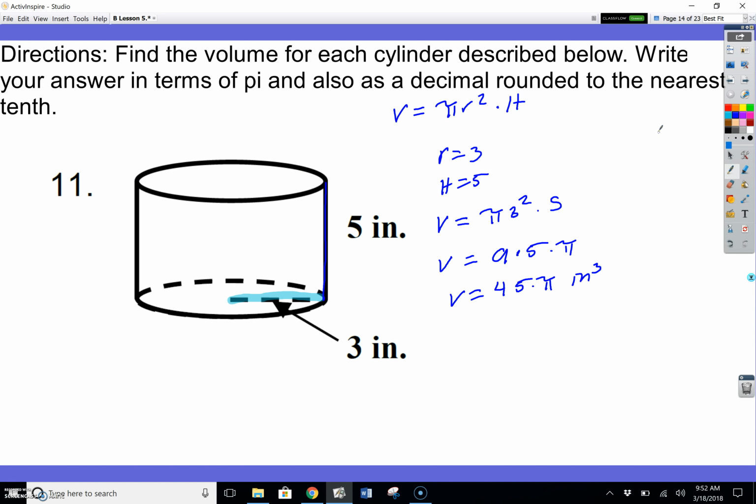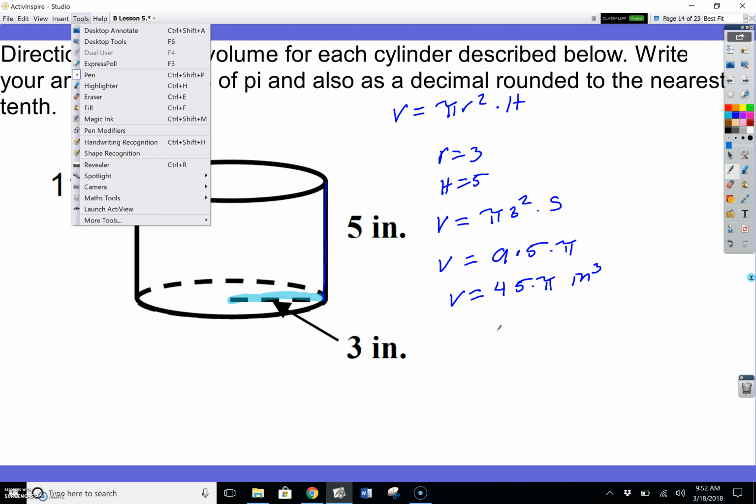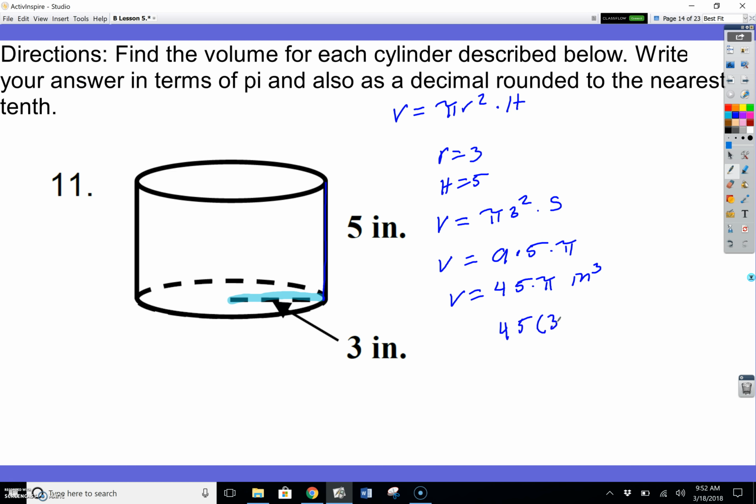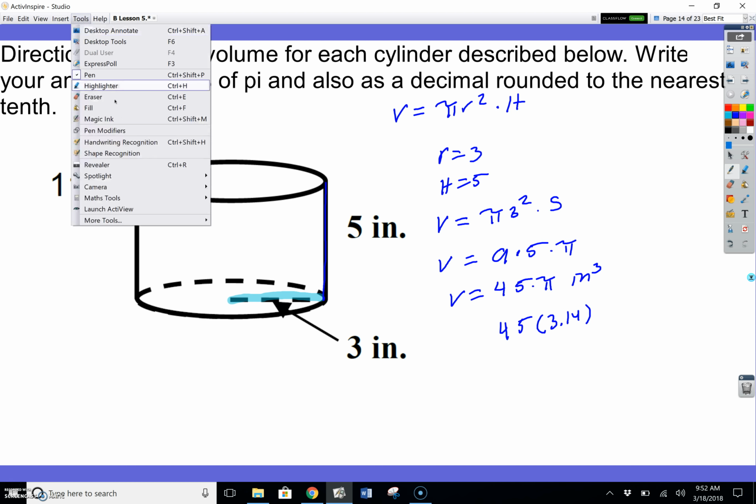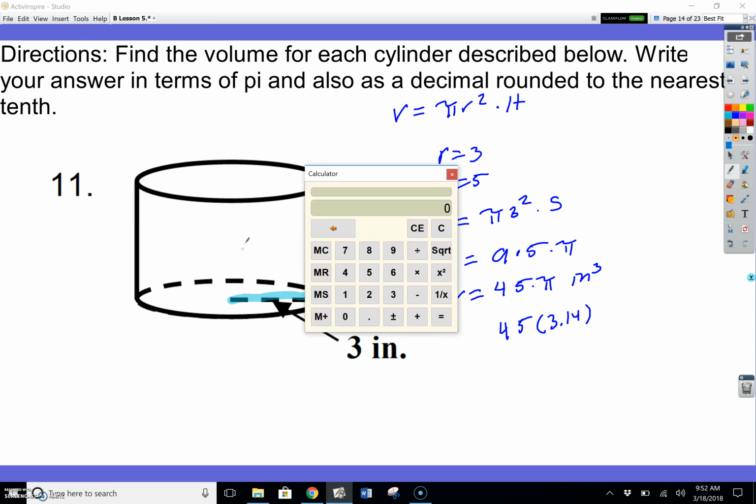Some people like when it's rounded to the nearest tenth. So when you take out your calculators, you're going to multiply 45, and we're going to be using 3.14 in this class. So when I bring up my tools, I'm going to bring up my calculator really quickly. I'm just going to do 45 times 3.14, and I'm going to have an answer of 141.3 inches cubed. So you guys will actually have two answers. You'll have your most accurate answer in terms of pi, and you'll also have your answer written to the nearest tenth. So those are your two solutions.